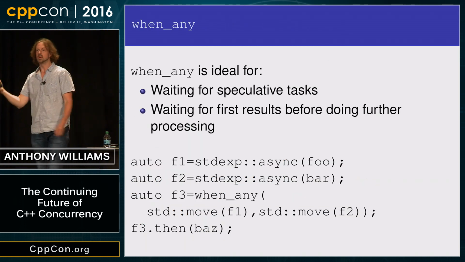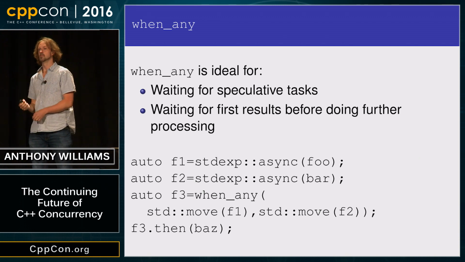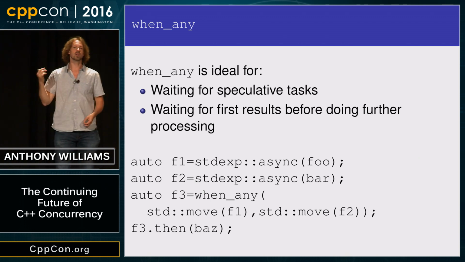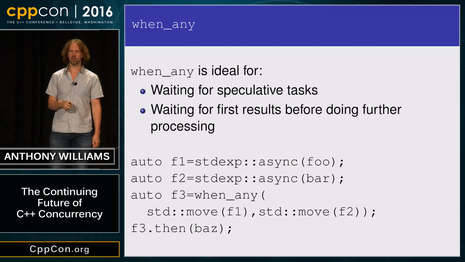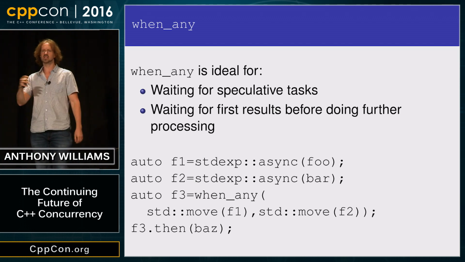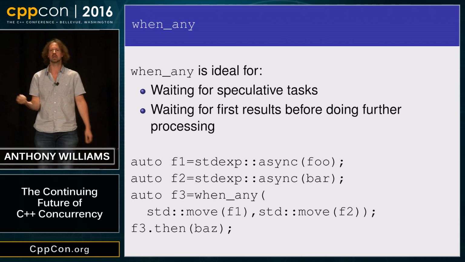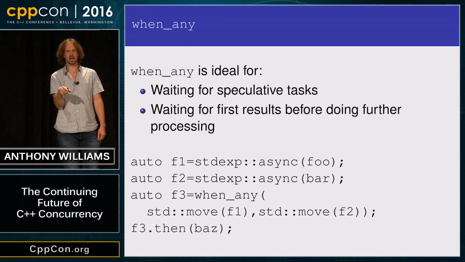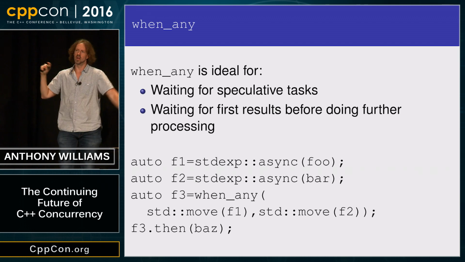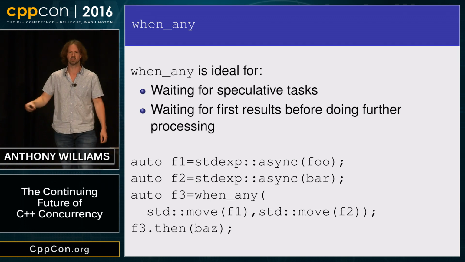So this is great if you've got speculative tasks. If you want to say, well, I've got plenty of cores to spare, and I've got 2 possible ways of calculating this value, 3 possible ways maybe, and I don't know which one's going to be fastest today, so let's launch all of them. And whichever one gets back quickest, I'll take the result and then process it.